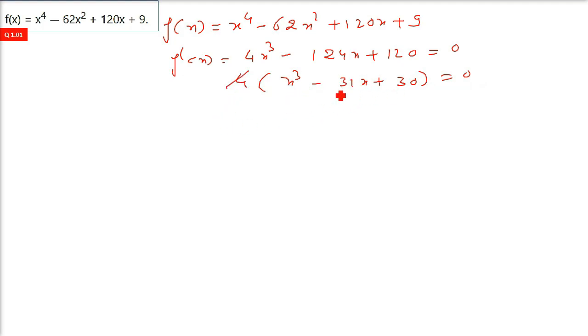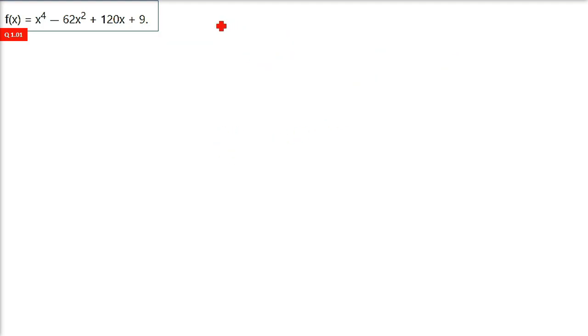Now equating f dash x to 0 is mandatory. Now x is equal to 1. Let us put it here. When we put x equals to 1, we are getting this as 0. So x equals to 1, that is x minus 1, is one of the factors of this particular equation. We need more factors, so we will divide this x cube minus 31x plus 30 by x minus 1.